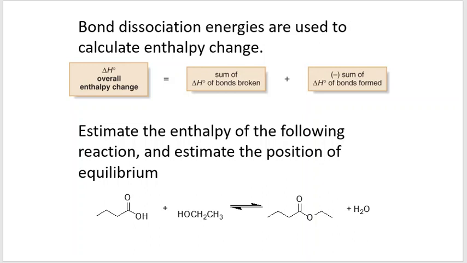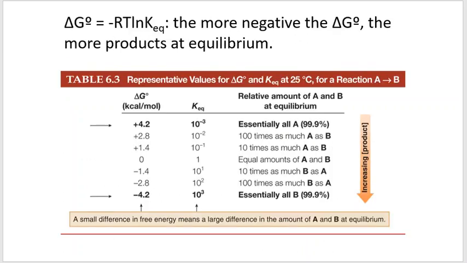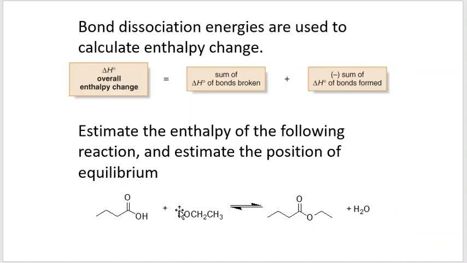And we've already said that if you have a delta G, and we approximate that with delta H, at 0, then your equilibrium constant is 1, which means that you have about half products and half reactants at equilibrium. And that turns out actually to be the case for this reaction. It's a pretty good estimate. It's about 50-50 products and reactants at equilibrium.